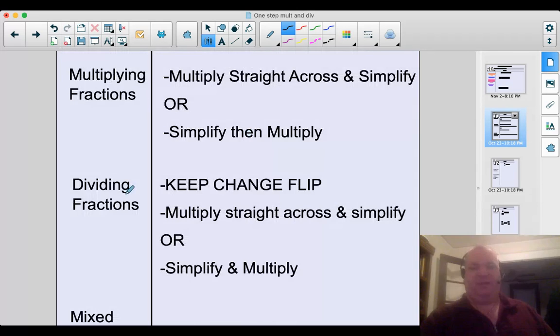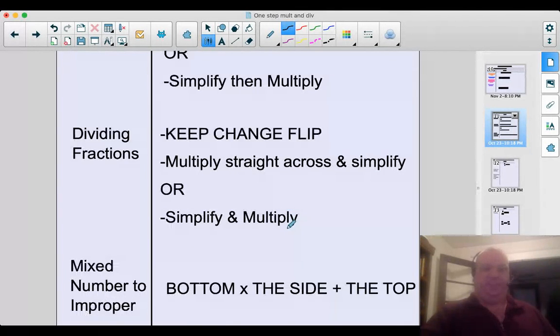Okay, for dividing fractions, well, if you can multiply fractions, you can divide fractions, because remember, dividing is just multiplying by the reciprocal. Right? So keep, change, flip are the words that we use to remember that. So we're going to just flip the second one, and then same thing as when we were multiplying.